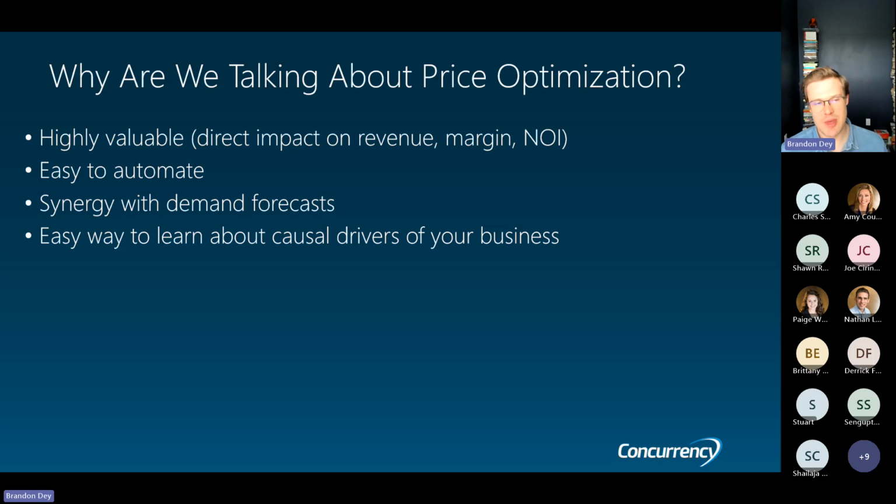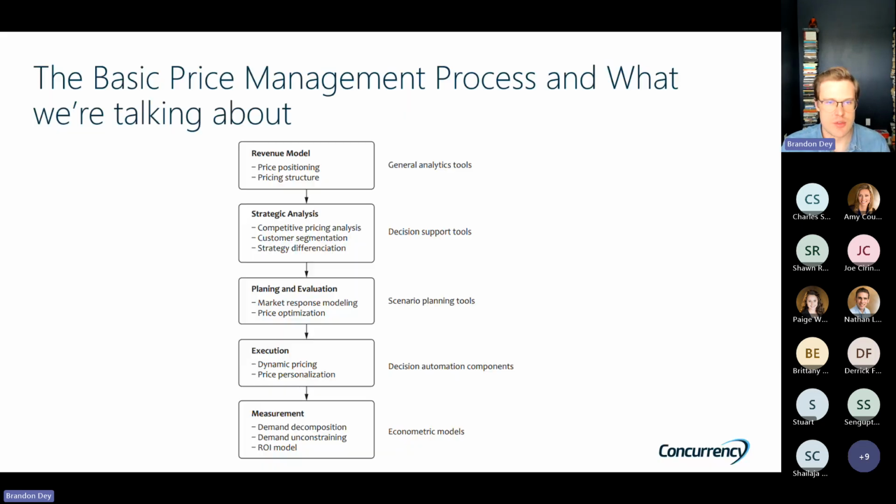So why are we talking about price optimization? Similar to demand planning, it's very valuable and has a direct impact on revenue and margin. It's also easy to automate. Plus, it has good synergy with demand forecasting, just like demand forecasting had good synergy with price optimization. That's excellent, and therefore important to talk about.